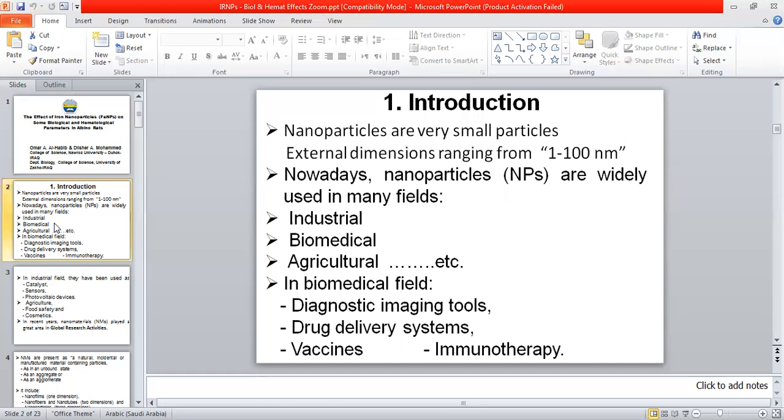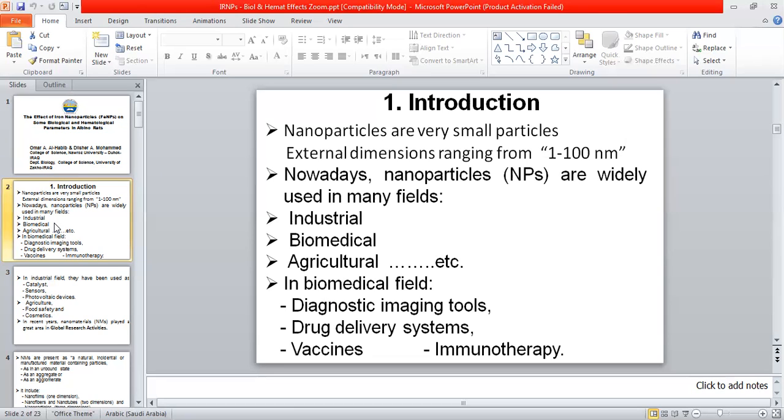With respect to nanoparticles, they are very small, tiny particles measured on the nanoscale. Normally, their external dimension ranges from 1 to 100 nanometers. Nowadays, nanoparticles are widely used in many fields, such as the industrial, biomedical, and agricultural fields.